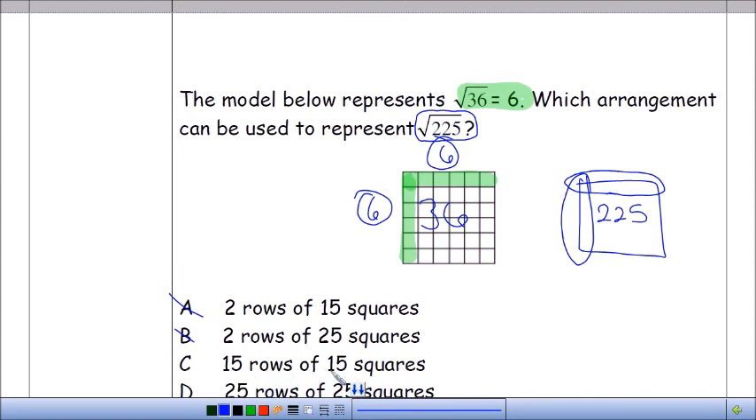So if you multiply 15 times 15, do you get 225? Or if you multiply 25 times 25, will that give you 225? Whichever one gives you the answer, that's going to be your answer, C or D. Okay? So make sure you know how to do that.